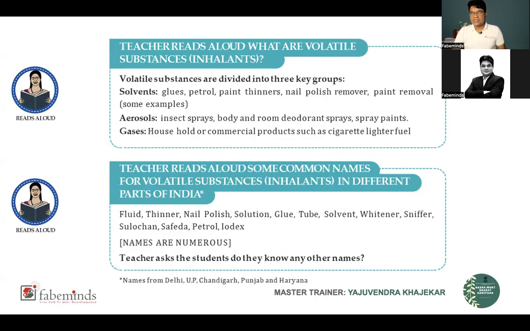So the teacher reads aloud on the volatile substances. Volatile substances are divided into three key groups: solvents, aerosols, and gases. Solvents are like glues, petrol, paint thinners, nail polish remover, paint remover. These are some of the examples. Okay, aerosols. So why, why should we not include this session?